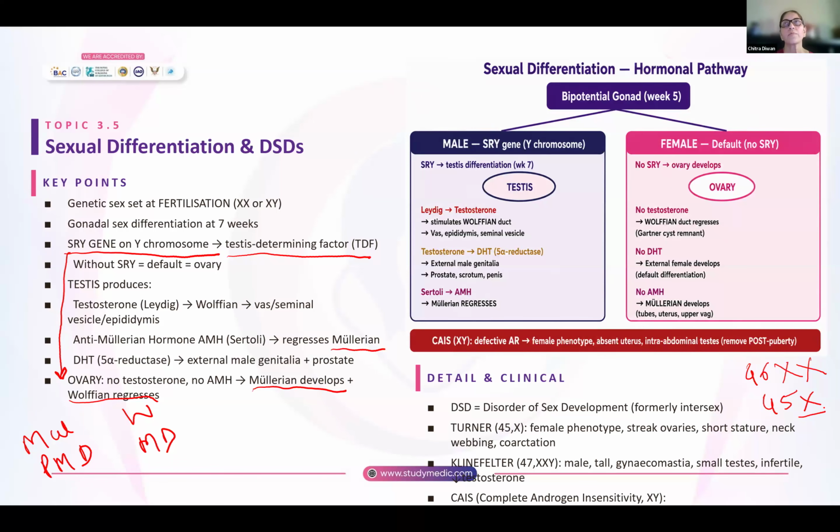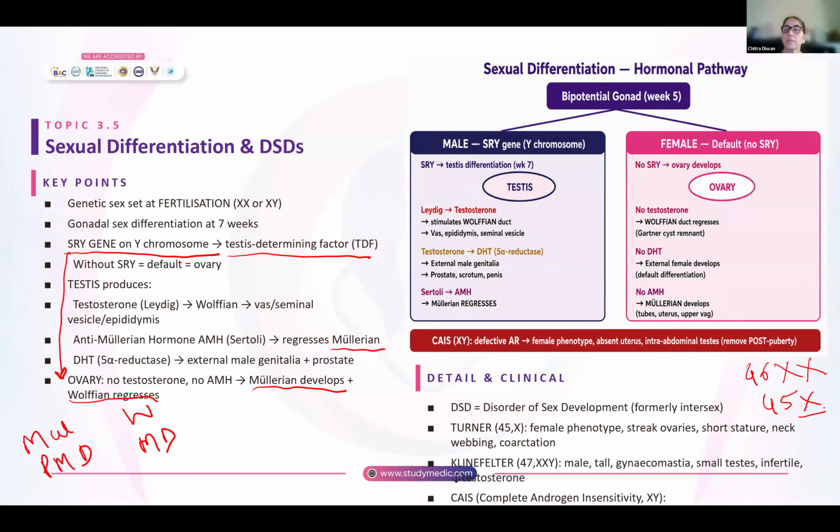And there are a lot of other phenotypes that you see here. The stature is short, there is neck webbing, coarctation of the aorta, spider nevi, and in the chest, widely spaced nipples, cafe au lait spots. All these are present in Turner syndrome.